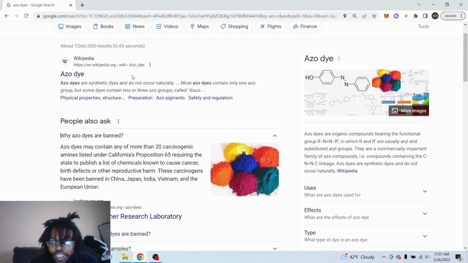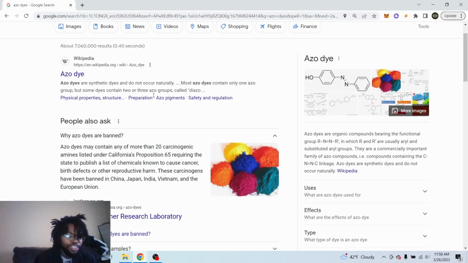Here on the right on the video, it shows that azo dyes are organic compounds bearing the functional group R-N=N-R'. Looks like a little apostrophe up there, but whatever. In which R and R' are usually aryl or substituted aryl groups. They are a commercially important family of azo compounds, for example, compounds containing the C-N=N-C linkage. Azo dyes are synthetic dyes and do not occur naturally.